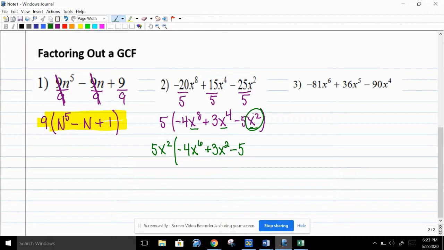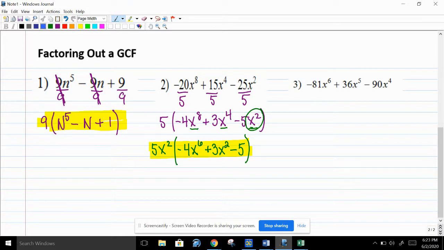Now, you started with an x squared. You factored out an x squared. So the x's in that last term are gone. So there's your final answer there for number 2. 5x squared, parentheses, negative 4x to the 6 plus 3x squared minus 5. Okay, number 3.